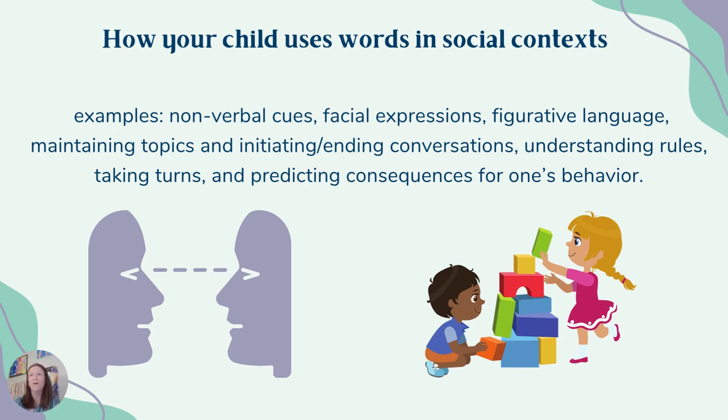Figurative language. Right now it is raining cats and dogs out. Can your child understand that means it's raining really hard out? Maintaining topics, initiating and ending conversations, understanding the unspoken rules. For example, do you walk up and hug everybody you meet? Not usually, but for some kids, that's how they want to greet people. And we need to help the environment that they're in understand that that's their communication pattern, and that's probably okay.